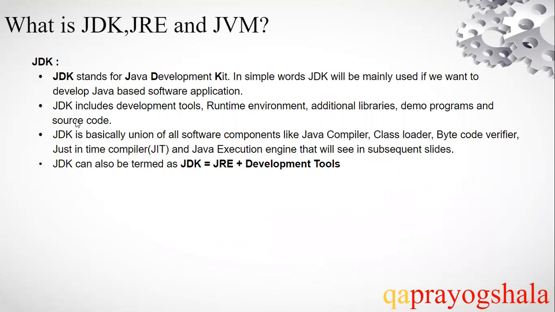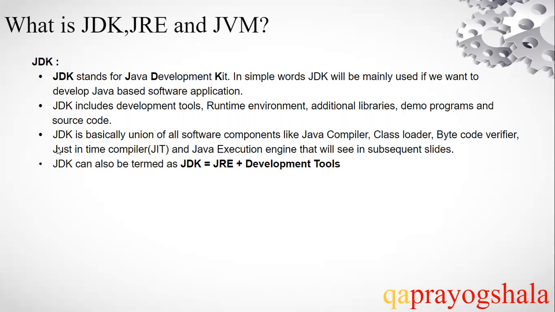Now, what does JDK include? It normally includes the development tools. Development tools meaning you will need a compiler, you will need an interpreter, and all the things that are known as development tools. The debugger is also a development tool. Finally, you need a runtime environment in order to run your program. And it contains some demo programs and source code also. So that is what JDK contains.